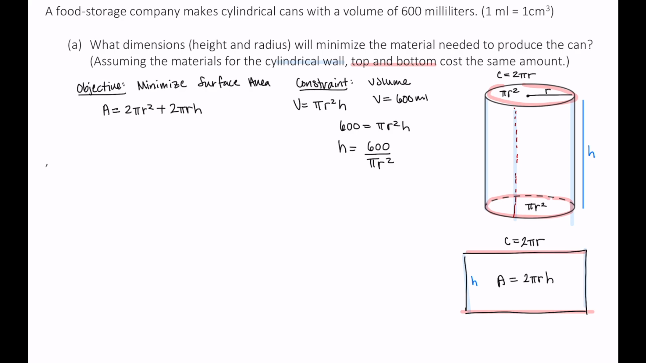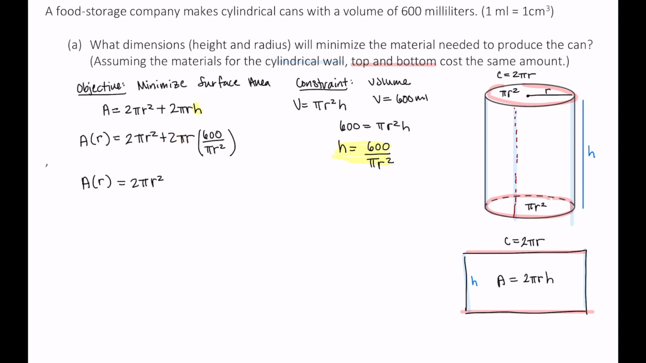Now I have this function here of h in terms of r. So I'm going to replace this h. And my only variable for this surface area equation will be r. So this is a function of r. And it is 2 pi r squared plus 2 pi r times 600 over pi r squared. So A of r is equal to 2 pi r squared. And now notice here I have an r in the numerator and r squared in the denominator.